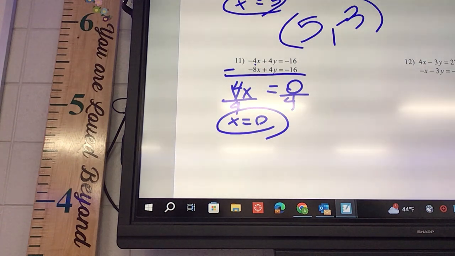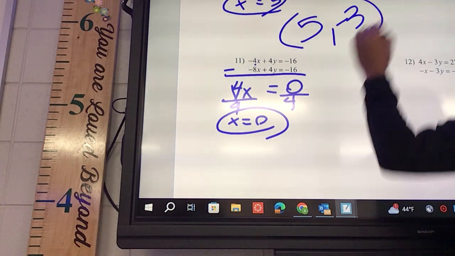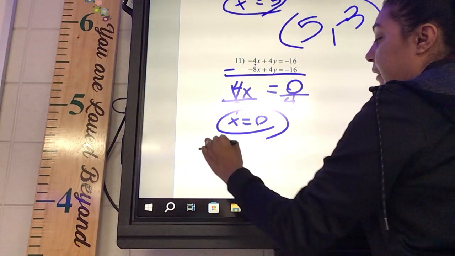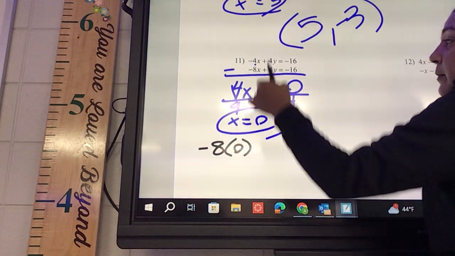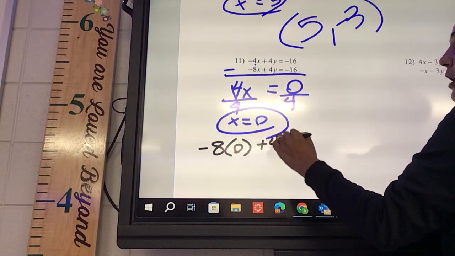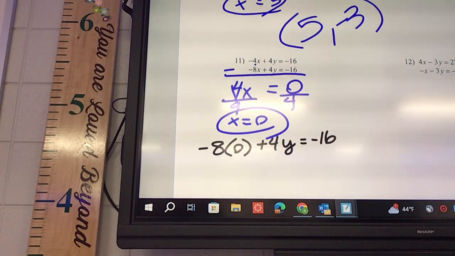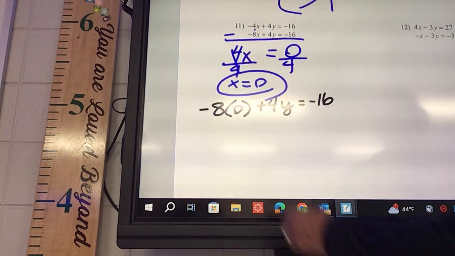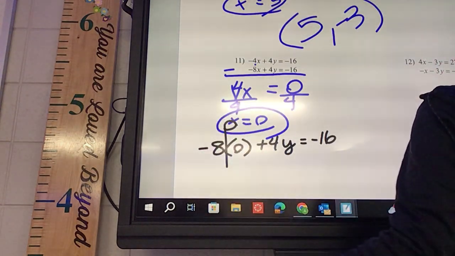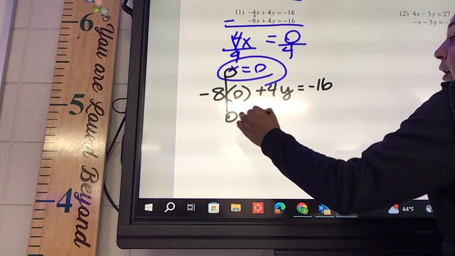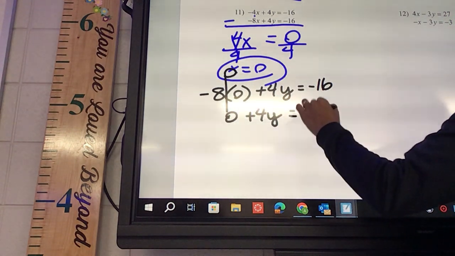Okay, from there, we're gonna pick an equation. So negative 8 times parentheses 0, because my x is 0, plus 4y equals negative 16. What is negative 8 times 0? It's 0. So I got 0 plus 4y equals negative 16.